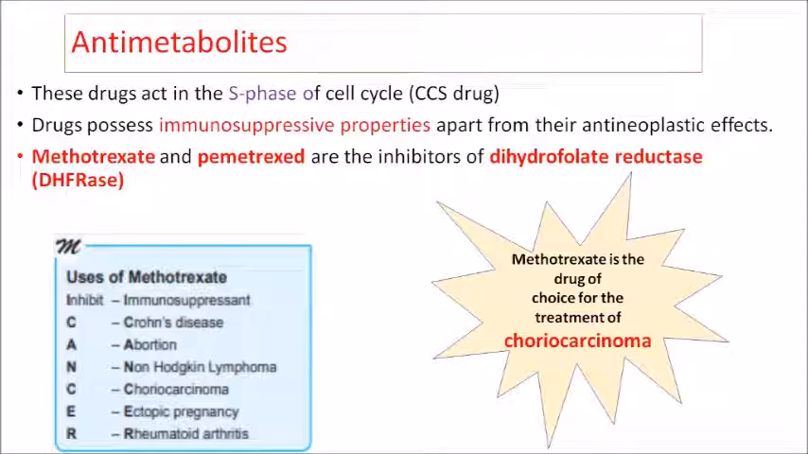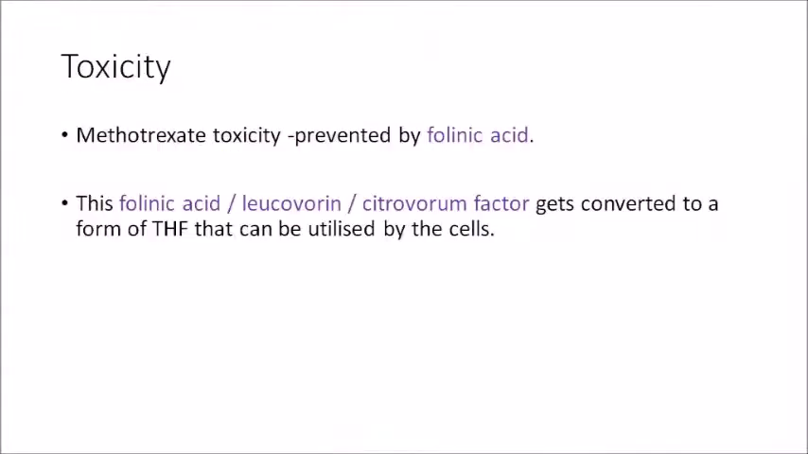In the term cancer, each letter of cancer represents a disease which can be treated using methotrexate. C, Crohn's disease. A is used for abortion. N, it is used in non-Hodgkin's lymphoma. C for choriocarcinoma. E for ectopic pregnancy, and R for rheumatoid arthritis. So methotrexate can be used in all these conditions: for Crohn's disease, for abortions, for non-Hodgkin's lymphoma, for choriocarcinoma, ectopic pregnancy, and rheumatoid arthritis. If someone asks you methotrexate is the drug of choice for which disease, you should tell choriocarcinoma. Okay.